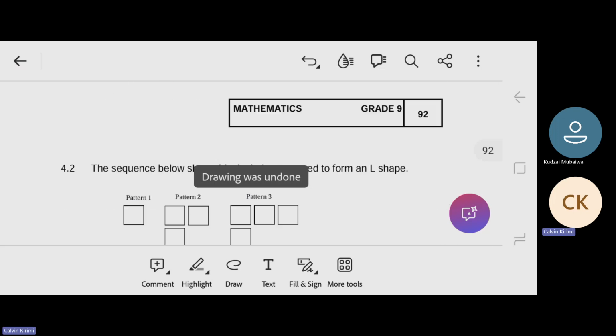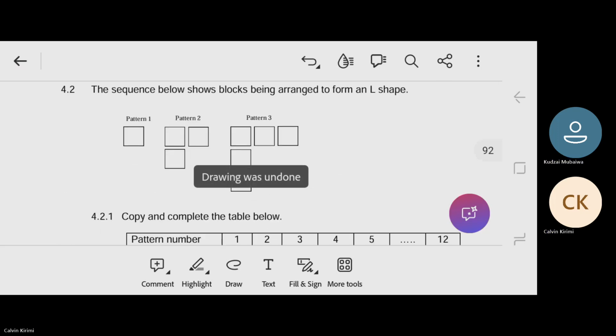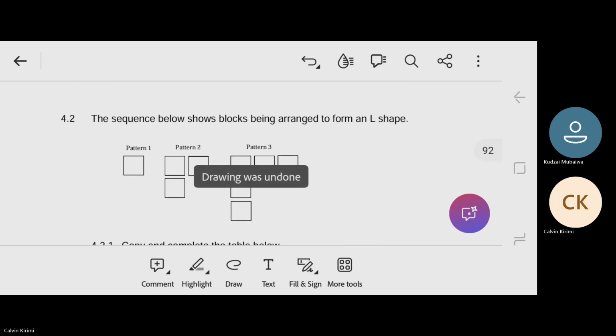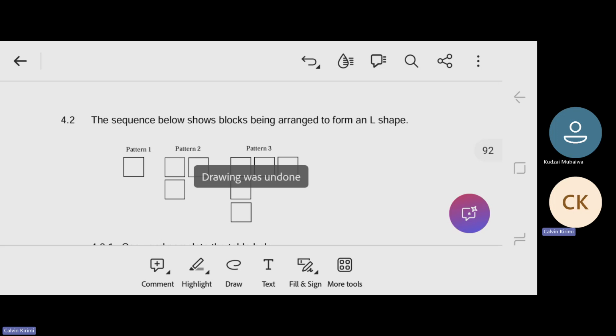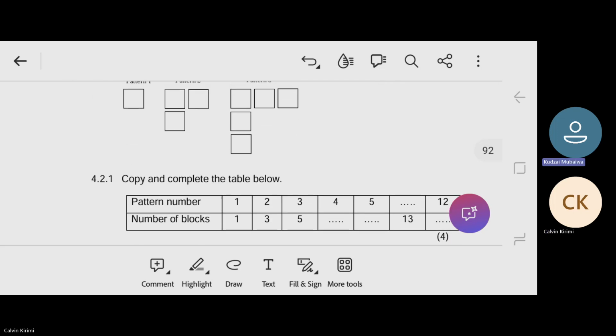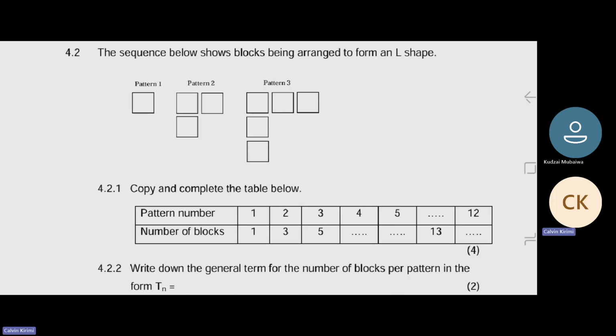All right, so let's go to the next one, 4.2. That is the pattern. The sequence shows blocks being arranged to form an L shape. Now they say copy and complete that. So let's do number 4.21. Then let me know: what is the term? Pattern number 4, how many blocks? Pattern number 5, how many blocks, etc. So work on it. If you are done, you let me know. Yes, sir.